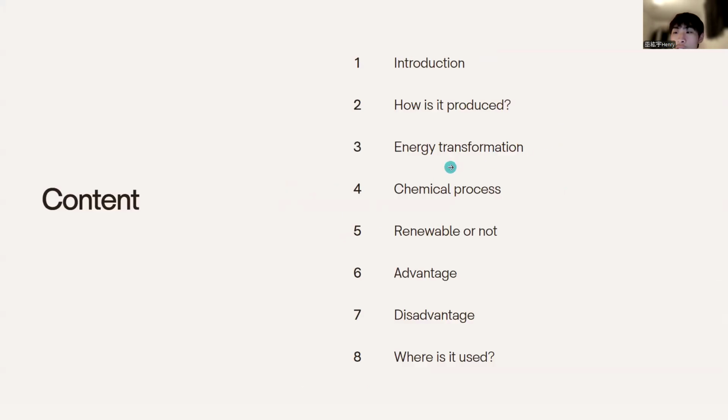So here's my table of contents. I'll do a brief introduction of fossil fuels and how they are produced, and also the energy transformation and chemical process, and whether the energy is renewable or not, and then also the advantages and disadvantages of fossil fuels, and also where they are used.